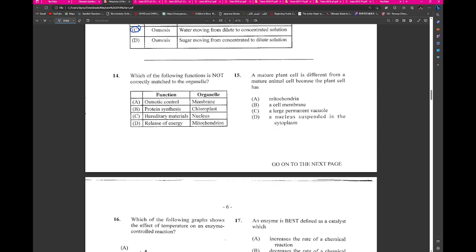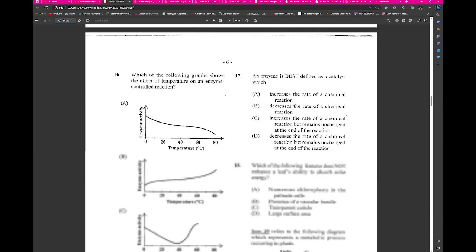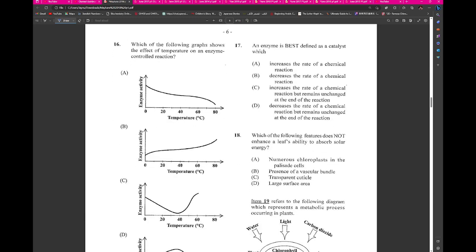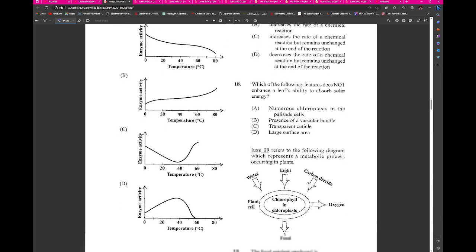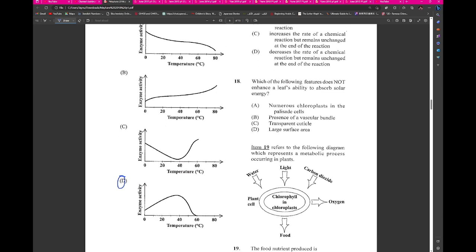Which of the following is not correctly matched to the organelle? This is true. Protein is a chloroplast. Nope. A mature plant cell is different from a mature animal cell because the plant cell has a permanent vacuole, large permanent vacuole. Which of the following graphs shows the effect of temperature on enzymes? Would be D.